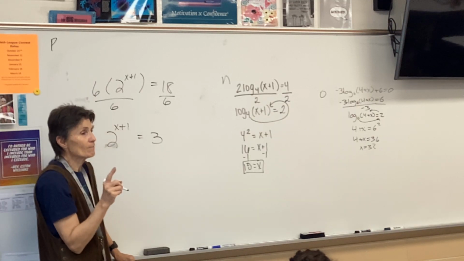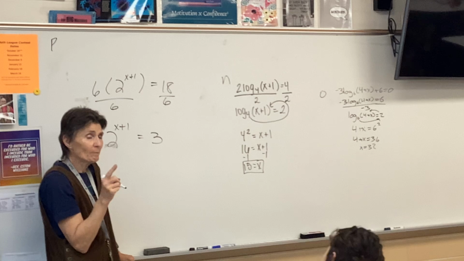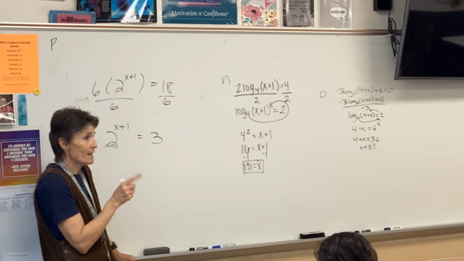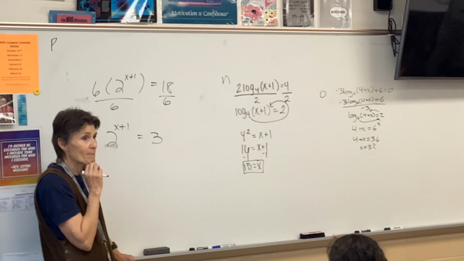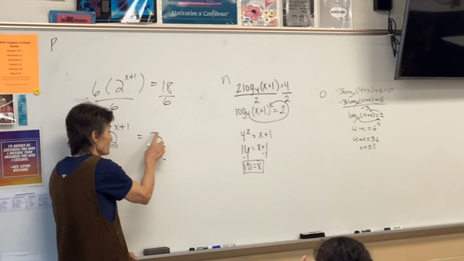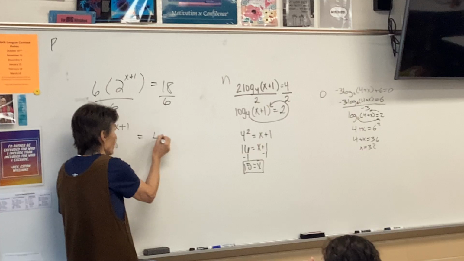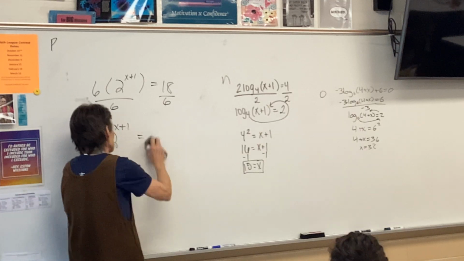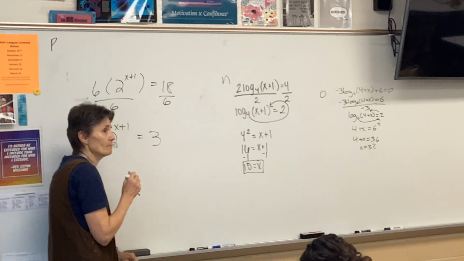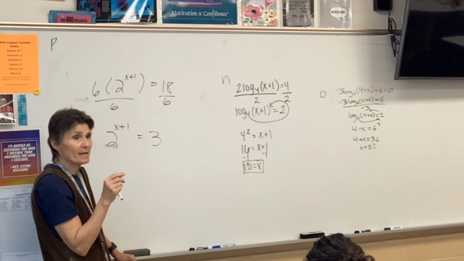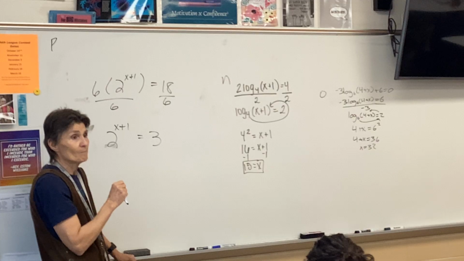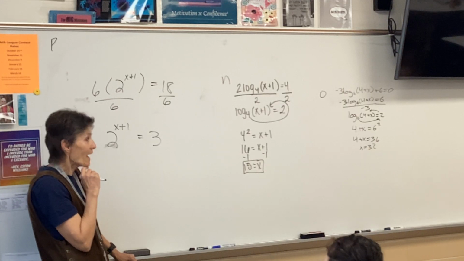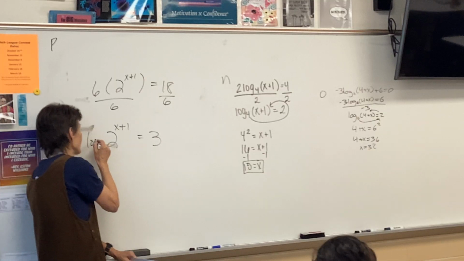Now here's where it's different. Because the problems we just got done doing, we could make both sides have the same base. So like this was a 4. If this were a 4, life would be perfect. But there's no way to make 2 and 3 powers of the same number. So when that happens, we take the logarithm of both sides.